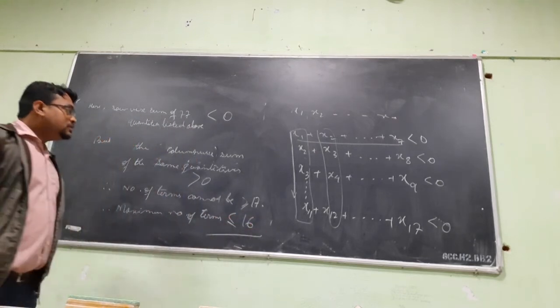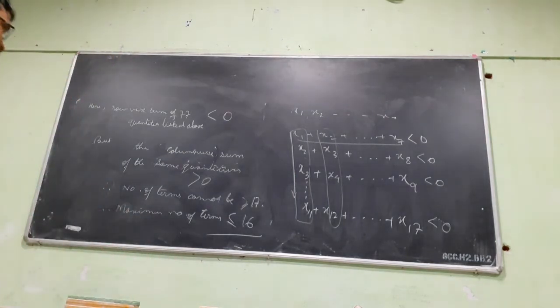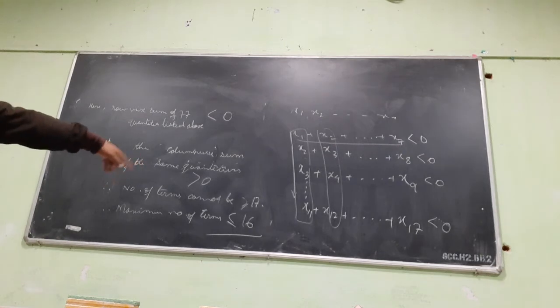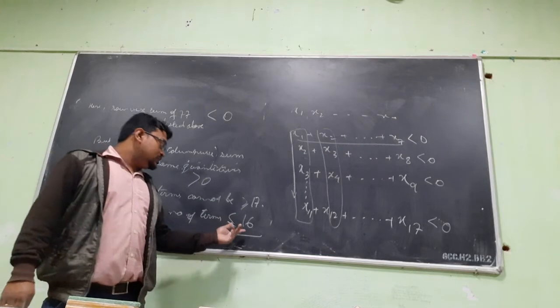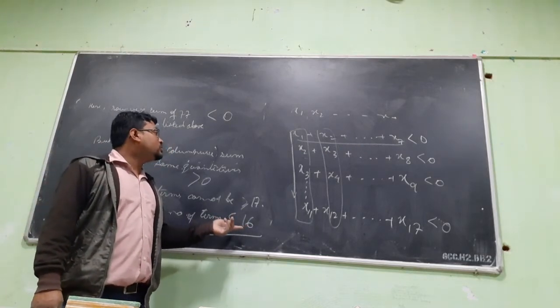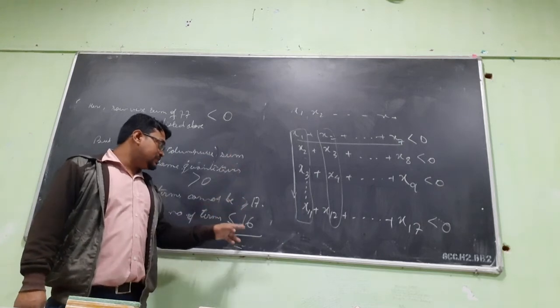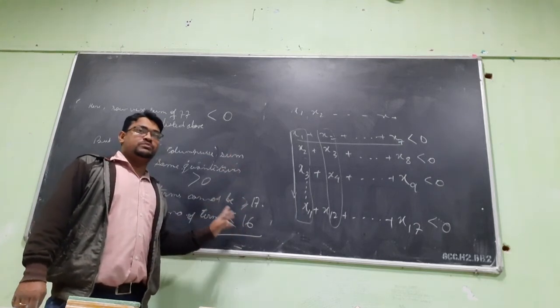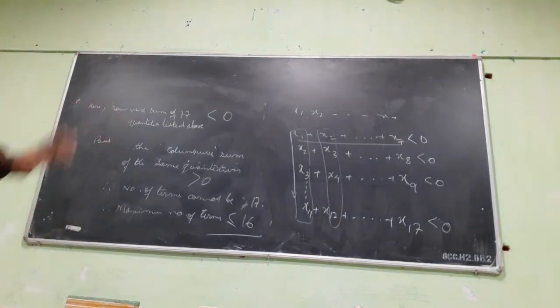I cannot say exactly 17. I cannot say exactly 16, because if I want to say exactly 16, then I have to find a sequence which satisfies these conditions and has exactly 16 terms. I have to recommend a particular sequence. So as of now, I can say it is less than or equal to 16.